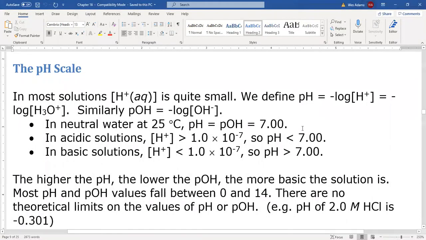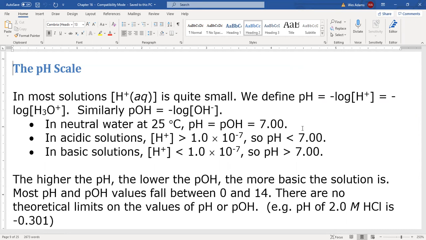So let's talk about the pH again. We talked about some of this a little bit with the example, but in most solutions the hydrogen or hydronium ion concentration is small, so we define the pH as the negative log of the hydronium or hydrogen ion concentration. The pOH is the negative log of the hydroxide. So neutral water has pH equals pOH equals 7.